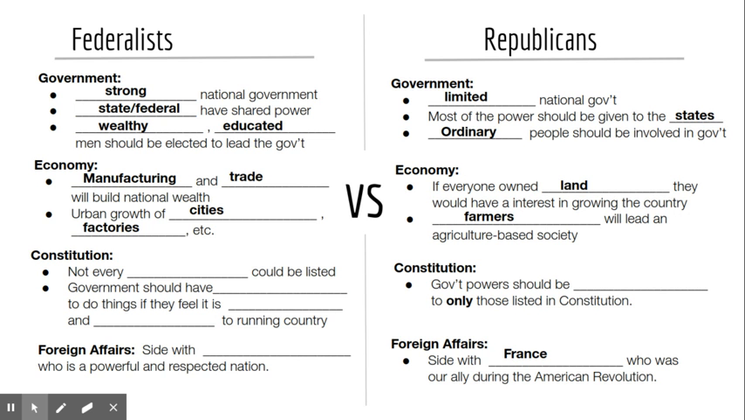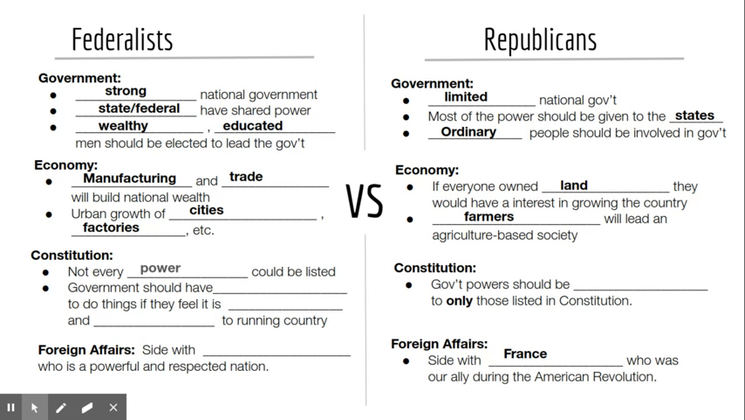Whereas if you go with the Republicans, if everybody has more land, everybody can be a farmer, you have more of an agrarian type society, and the agrarian type society can produce more goods through the land, causing more people to have jobs and more people to be able to produce and protect and provide for themselves.